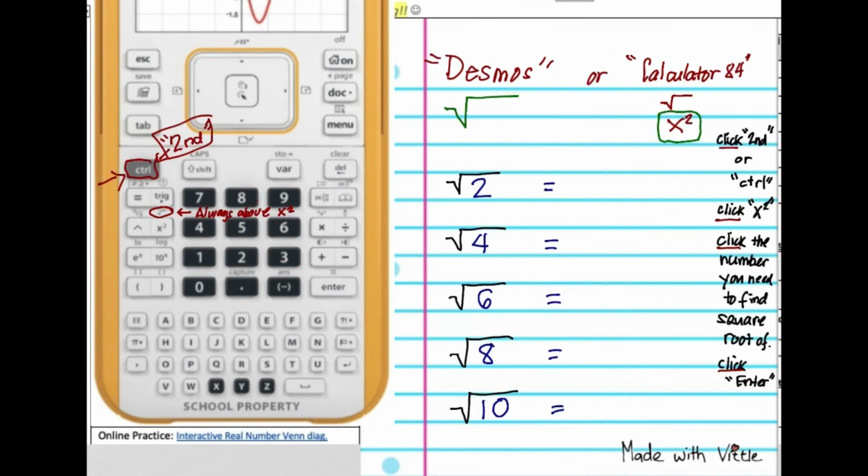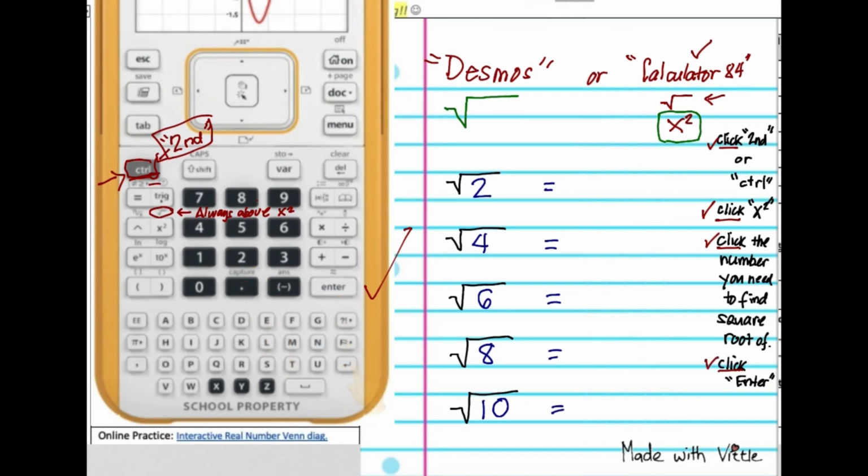So if you are to use the Desmos application, you will find the radical sign for the square root right away. Or if you are to use the Calculator 84 application that you've downloaded, you have to follow what we've been doing in this kind of calculator. So you have to click first the second button, or sometimes it's the control. After clicking that, you can click now the x squared, to have access to that square root or radical sign on the top.